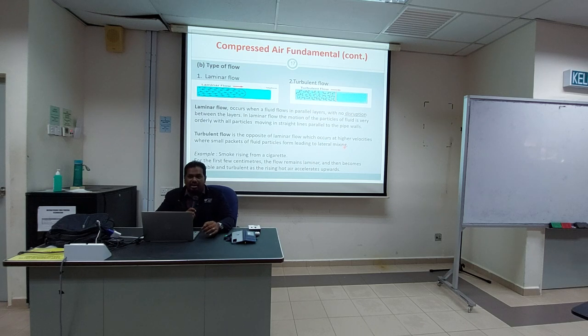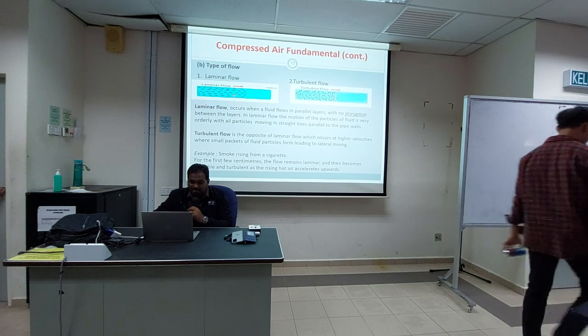Okay, laminar flow adalah flow in that particular direction. So uninterrupted. Okay, so laminar flow occurs when the fluid flow in parallel layers. So kalau you tengok, dia flow in one direction in parallel layers. Ada lima layer, so dia akan bergerak dalam same layer. Okay, so with no disruption between the layers. So dia takkan campur dah already. First layer dia takkan pergi ke second layer. So is a constant, okay, in order. Okay, and all particles moving in straight lines parallel to the pipe wall. So kalau you gunakan hose ataupun pipe, dia akan parallel dengan the pipe wall. Okay, so that is what we call as a laminar flow.